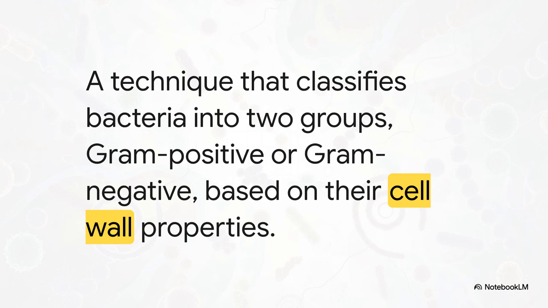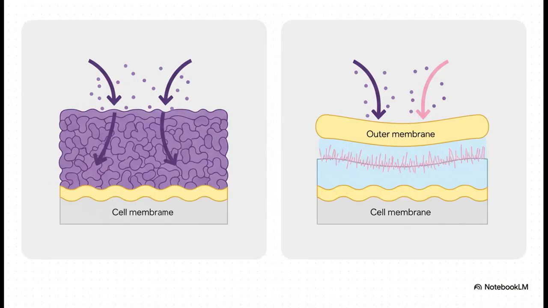What it does is split almost all bacteria into two huge groups, gram-positive and gram-negative. And it does this based entirely on how their cell walls react to a specific set of dyes. So what's the actual difference? It all comes down to the cell wall.